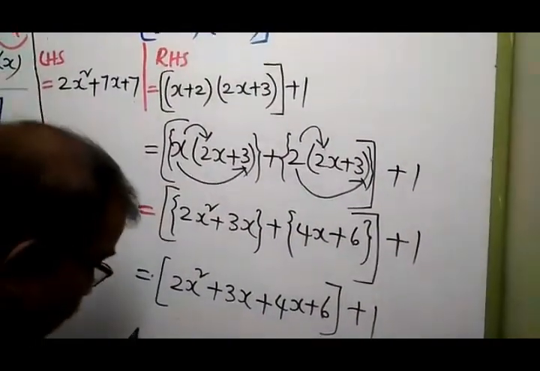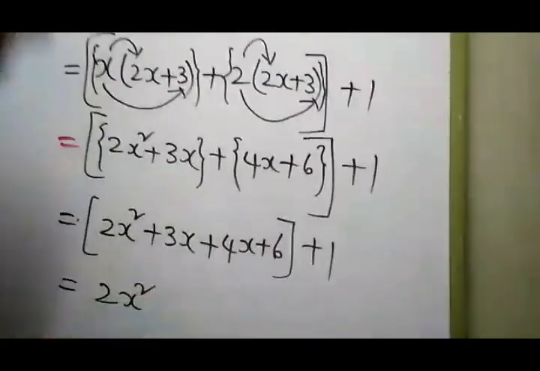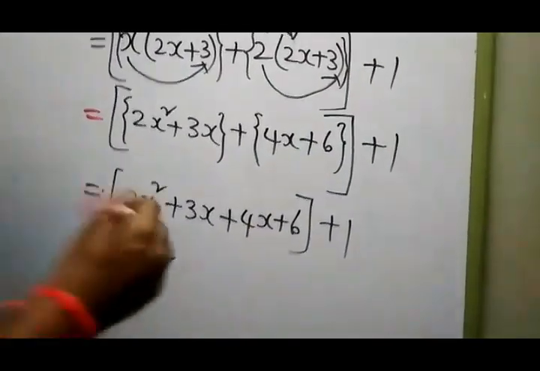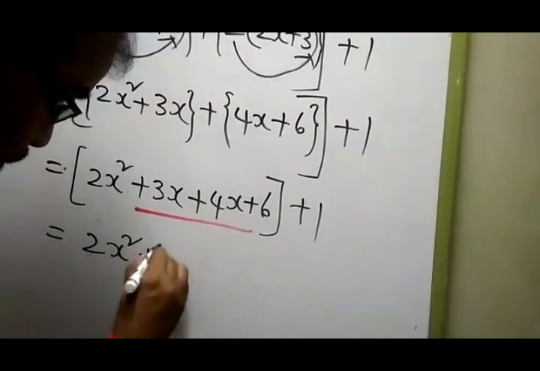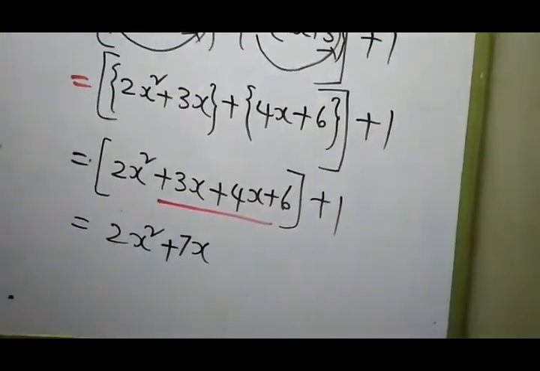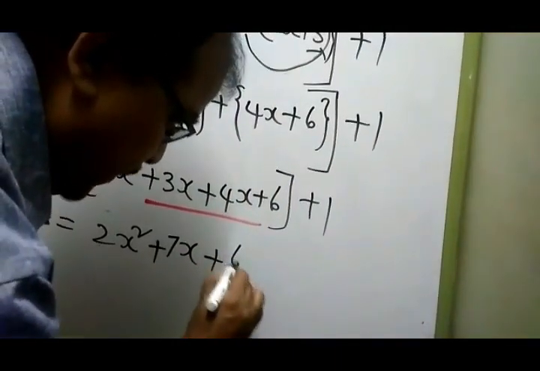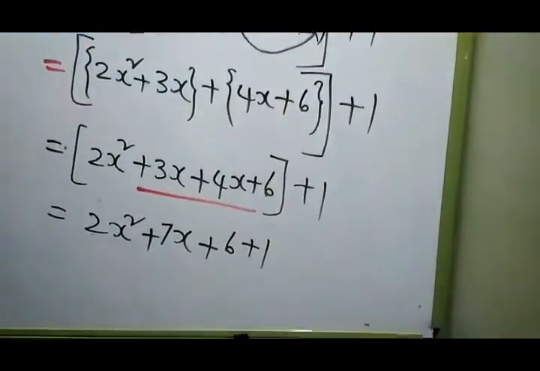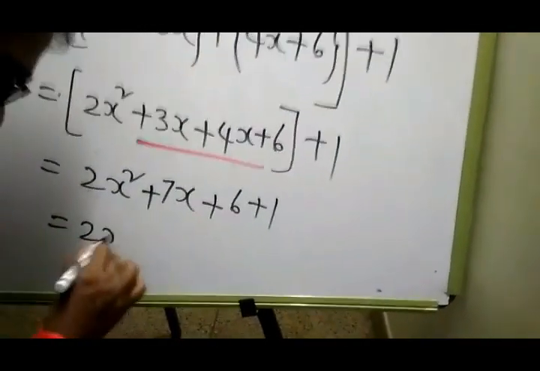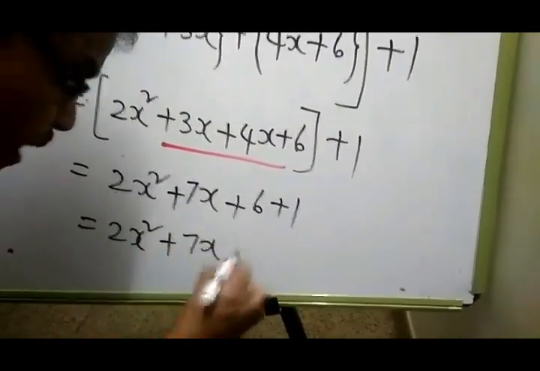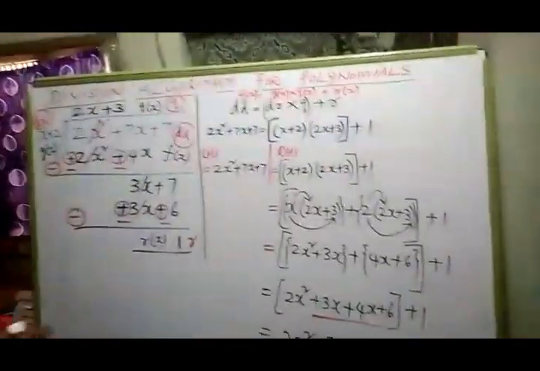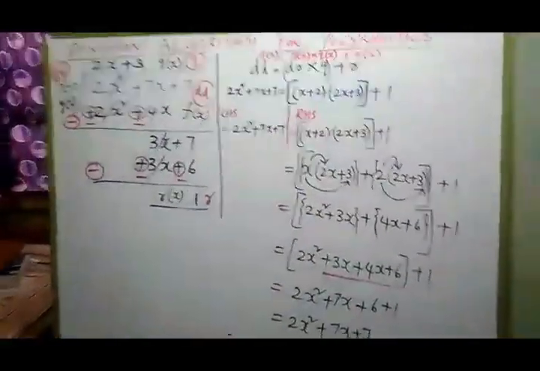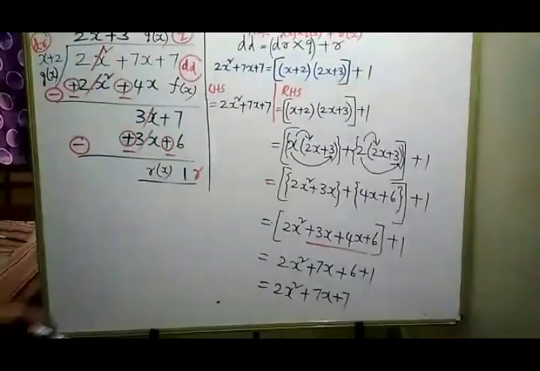Only the single term 2x square is there. Break the bracket: 2x square plus 3x plus 4x is equal to 7x, plus 6 plus 1. Now 2x square plus 7x plus 6 plus 1 is equal to plus 7. Now it is nothing but your dividend. What is the dividend? 2x square plus 7x plus 7.